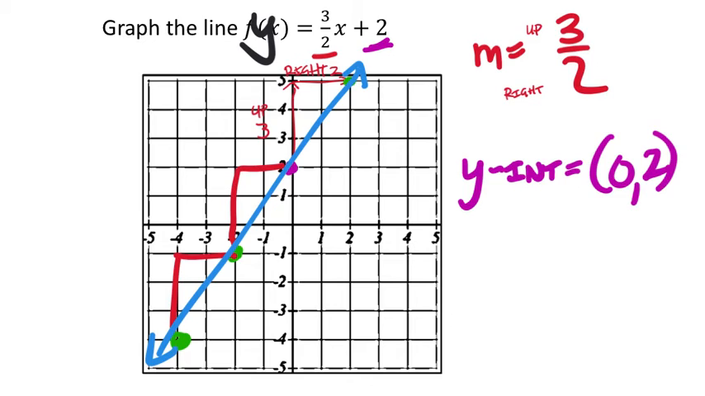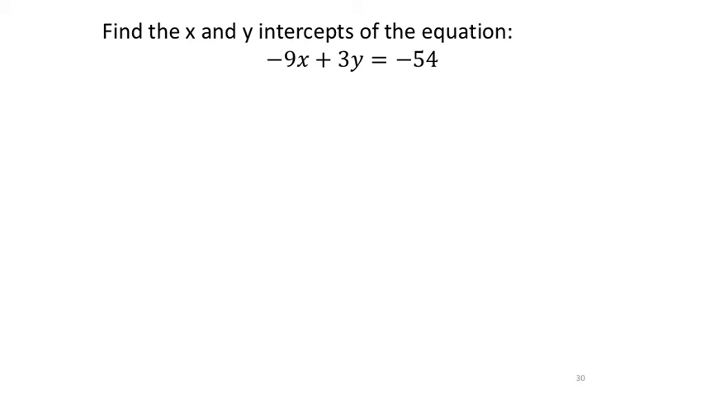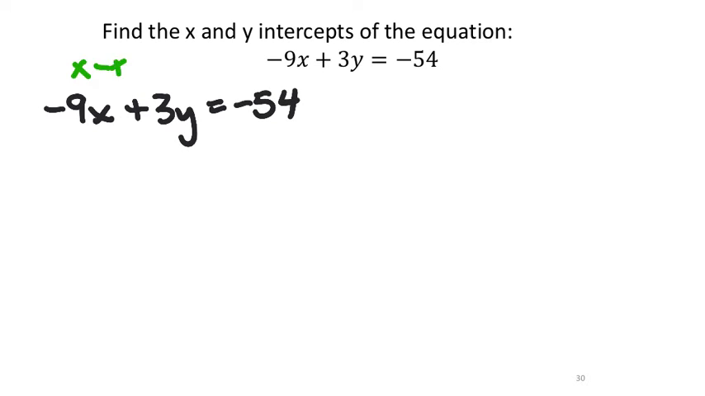And then after that, just connect the points, that's okay, that'll work. All right, find the x and y-intercepts of the equation. Of course, you could change this into slope-intercept form if you wanted to find the y-intercept. But you could just take the equation here, -9x plus 3y equals -54. And I guess over here on the left, I'll do the x-intercept.